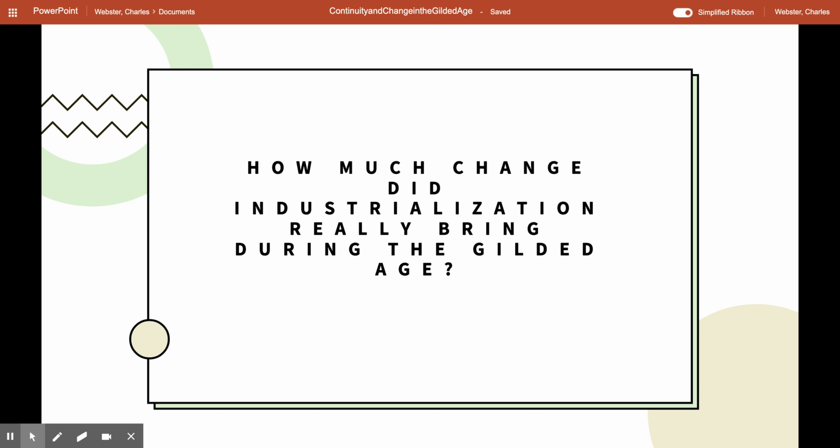So we're going to come back to this question. This is our essential question. How much change did industrialization really bring during the Gilded Age, right? This is the question we're going to try to answer.